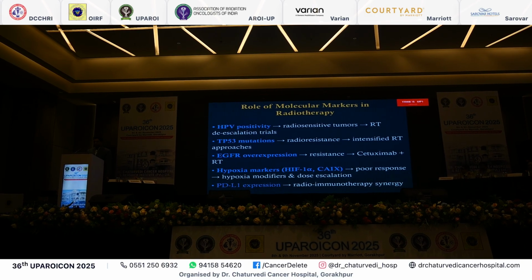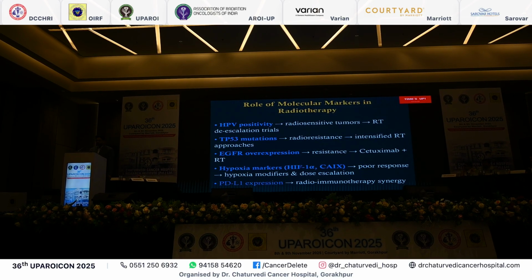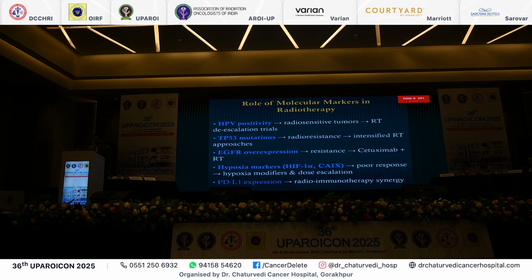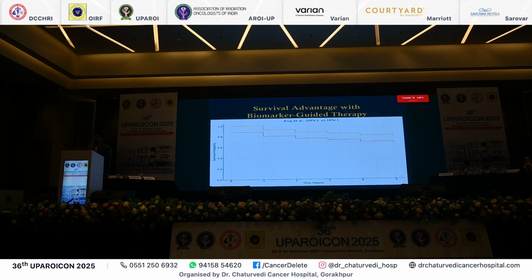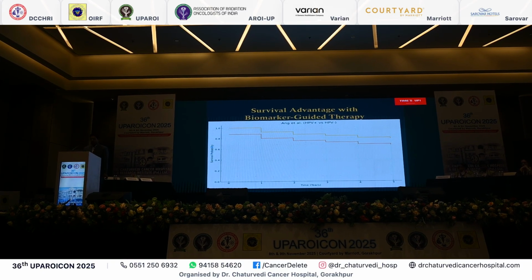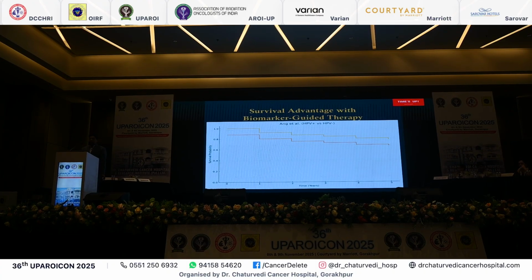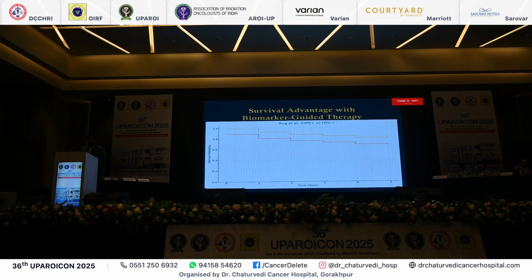Now, PDL1 expression, there is a need for radioimmunotherapy synergy. Here is a survival advantage incorporating the biomarker-guided therapy. We can see clear advantage.